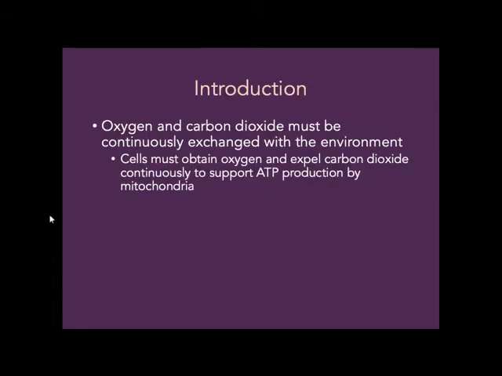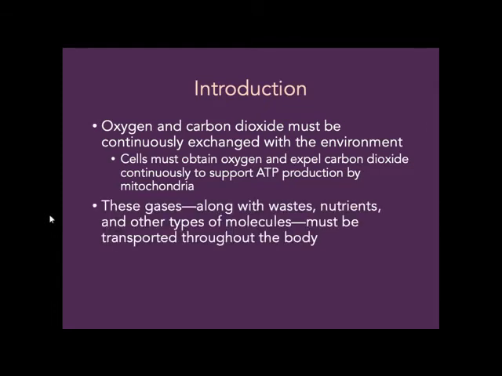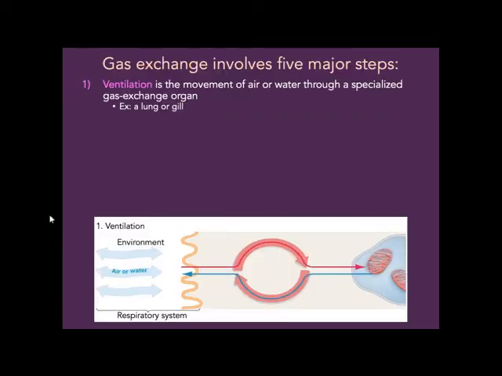Okay, so oxygen and carbon dioxide, we have to continuously exchange them with the environment. We have to always get oxygen, we have to always get rid of carbon dioxide, because our cells need ATP, right? Produced by our mitochondria. And so all of these gases, along with the various wastes and nutrients and all the other kinds of molecules that we need, have to be transported around the body.